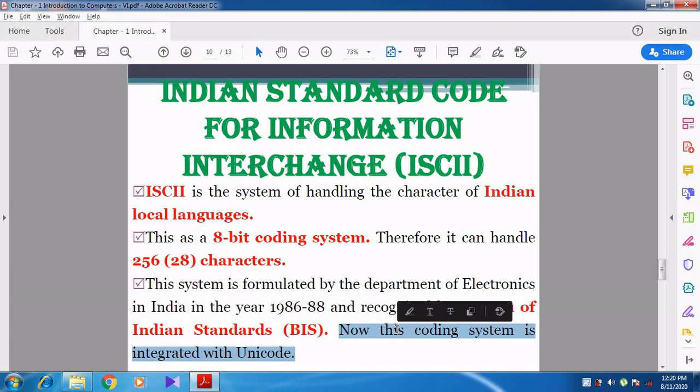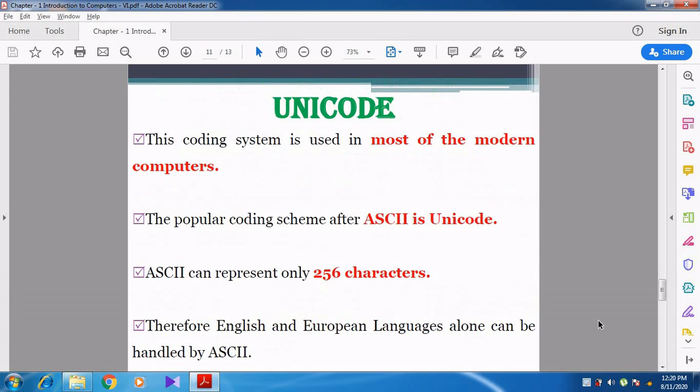So this particular system was developed for the Indian local languages such as Assamese, Gujarati, Oriya, Malayalam, Telugu, like that. I told you, Tamil also. And then it can handle 2 power 8 bits, so 256 characters. And this is formulated by BIS, that is Bureau of Indian Standards. It was developed in the years 1986 to 1988.